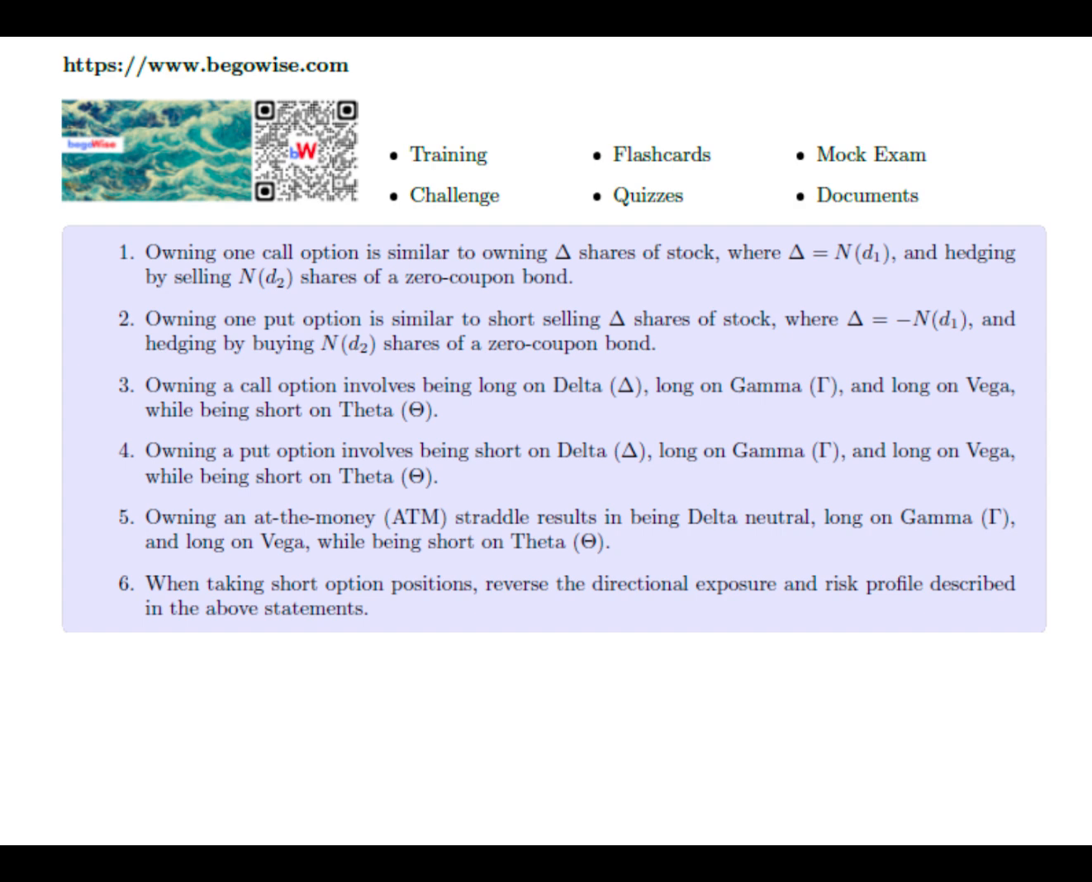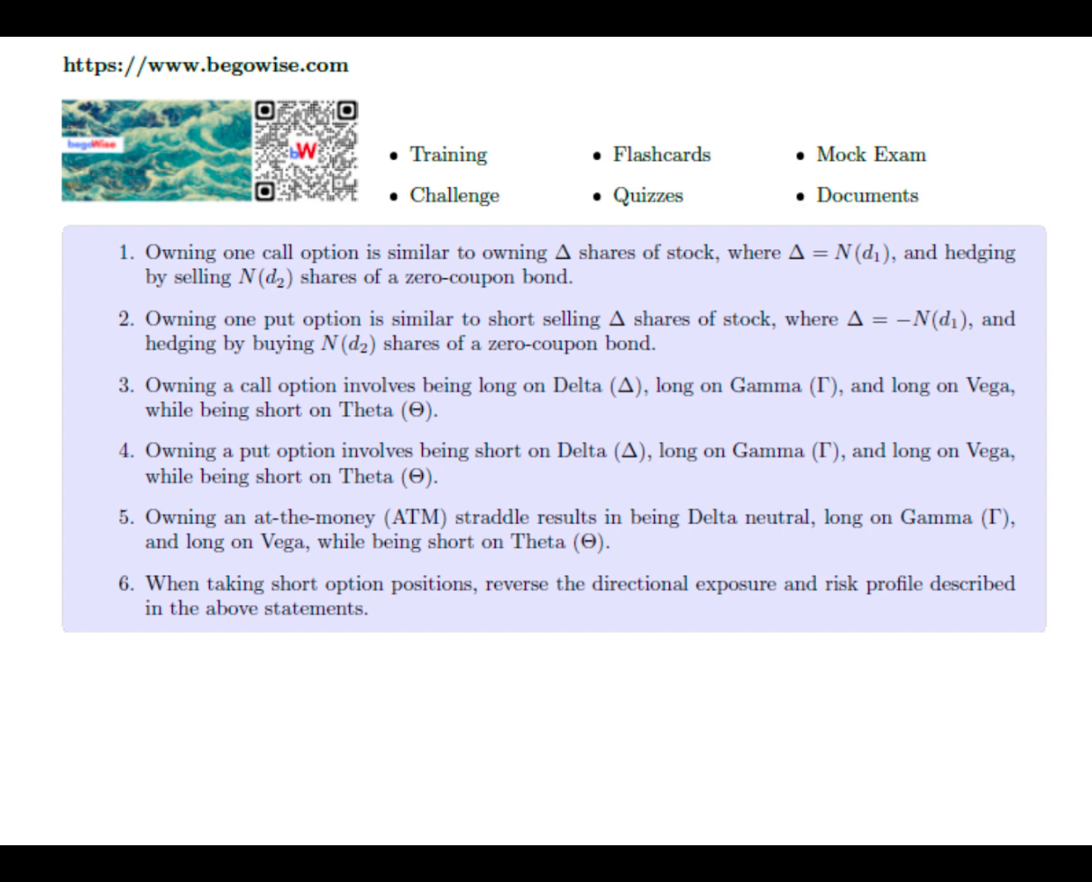Plus, to balance things out, you might need to sell some shares of a special kind of bond that doesn't pay interest, called a zero-coupon bond. 2. Owning a put option. Owning one put option is a bit different. It's like you're short selling a number of shares, with the amount again defined by delta. But this time it's negative. To cover your position, you'll buy some shares of the same zero-coupon bond mentioned before.